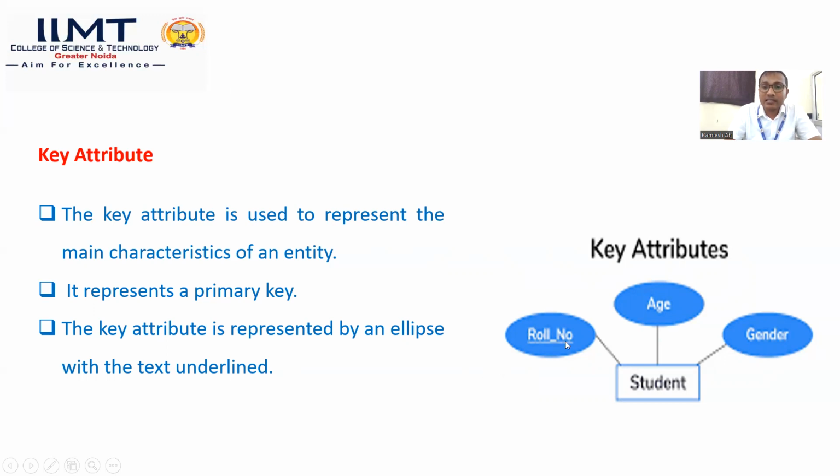Where is the underlined segment? See here, roll number is underlined. So roll number is a key attribute. Because what is a key? A key attribute uniquely identifies a record or a tuple. So roll number is a key attribute because roll number always has a unique value. So the student has three attributes: first one is gender, second one is name, third one is roll number. Roll number is a key attribute because it always contains unique values.